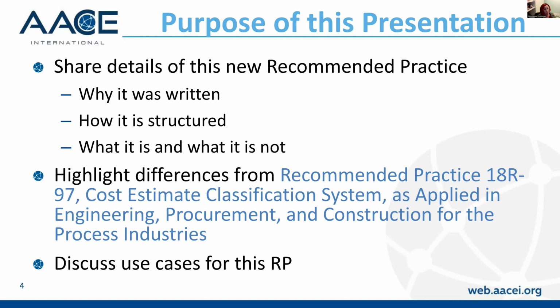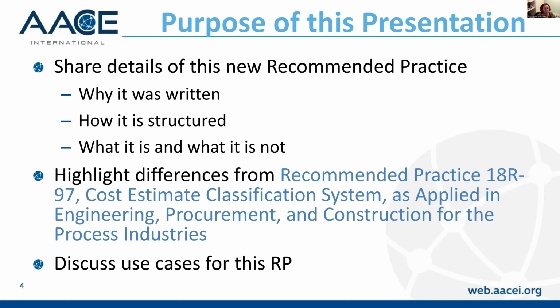So we're going to talk about why this particular recommended practice was written, how it's structured, what it is, what it isn't, and really highlight some of the differences from the recommended practice many of us might be more familiar with, 185R-97, which is cost estimate classification as applied in engineering, procurement, and construction for process industries. And we'll talk about use cases for this RP.